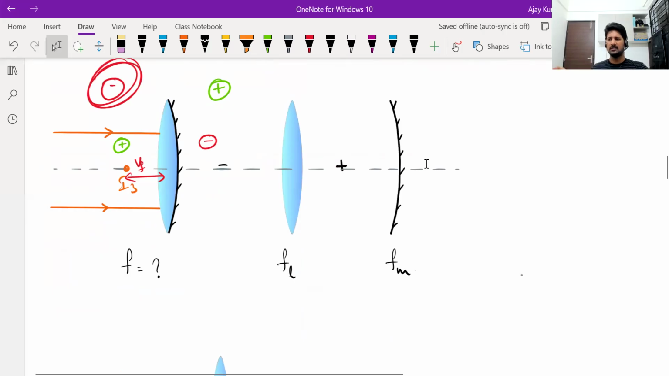And we didn't discuss total internal reflection. That we will discuss tomorrow first. TIR, some applications of TIR, and we'll solve problems.